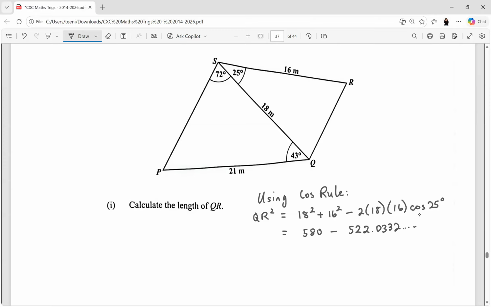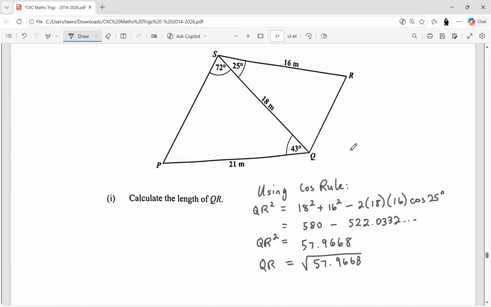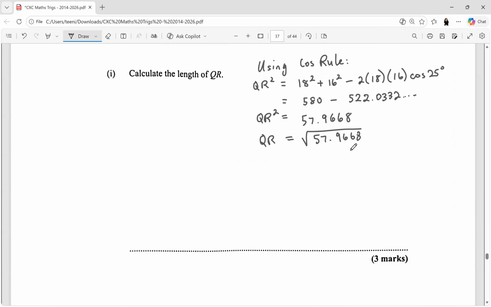522.0332, so on, right? So then that means QR squared is 580 take away 522.0332. That's 57.9668. So if QR squared is that, then QR would be the root of 57.9668, which gives me 7.6. 3 marks is a lot.